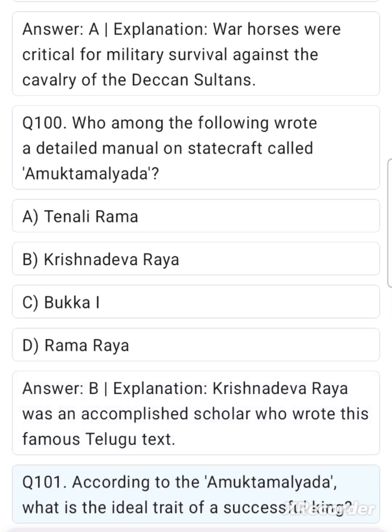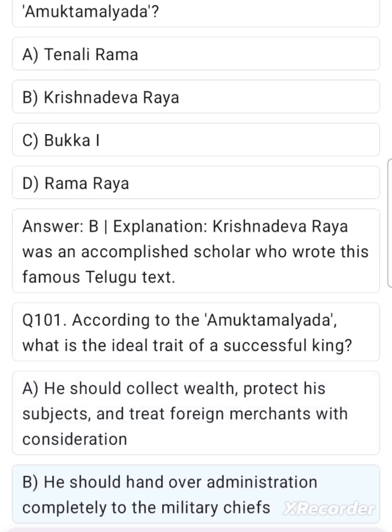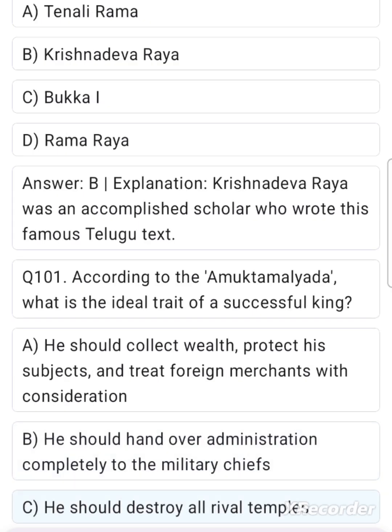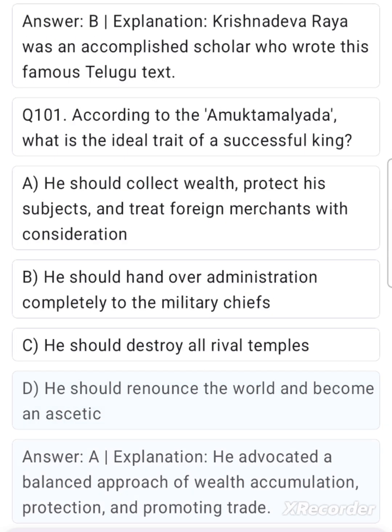Q101. According to the Amuktamalyada, what is the ideal trait of a successful king? A. He should collect wealth, protect his subjects, and treat foreign merchants with consideration. B. He should hand over administration completely to the military chiefs. C. He should destroy all rival temples. D. He should renounce the world and become an ascetic. Answer. A. Explanation. He advocated a balanced approach of wealth accumulation, protection, and promoting trade.